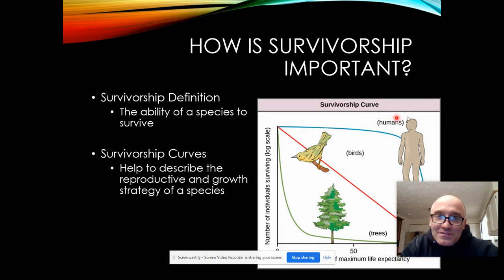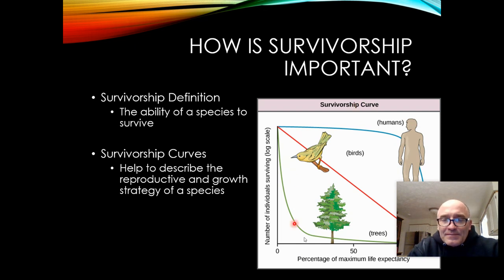We can also talk about something called survivorship with species. It's kind of interesting to look at. What this is showing you here is the number of individuals that survive on the y-axis, and the percentage of maximum life expectancy on the x-axis. So, for trees, a lot of individuals are surviving only a real small fraction of the maximum life expectancy of a particular tree species. And it just drops dramatically.